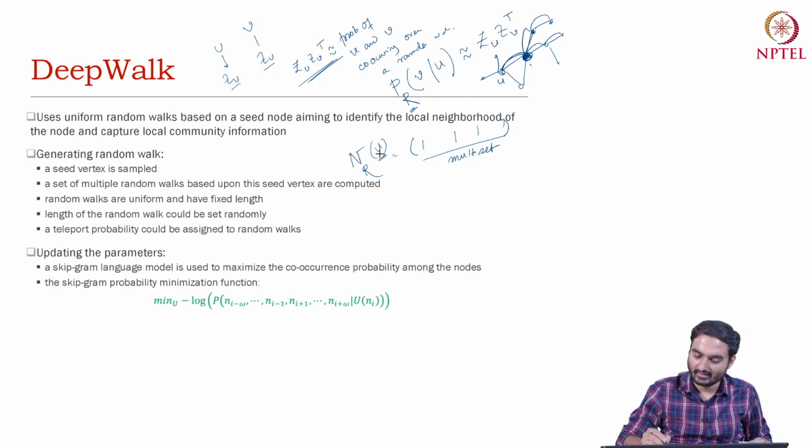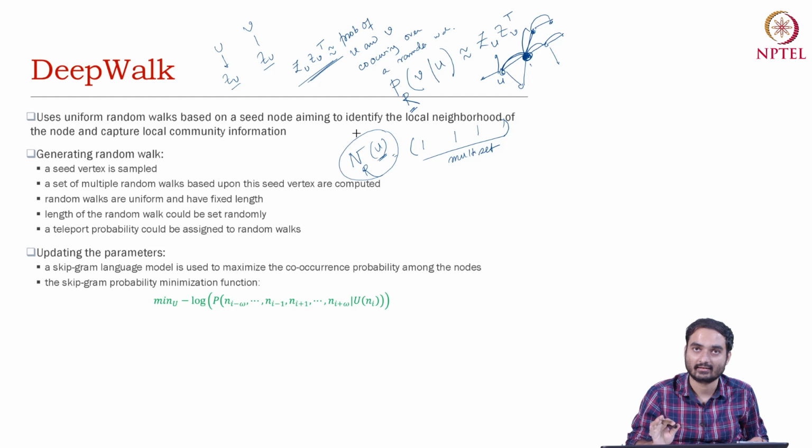Okay. So for every node u, I get a neighbor set, and what is the target? The target is that, given this node u, let us say the embedding of this node is zu.